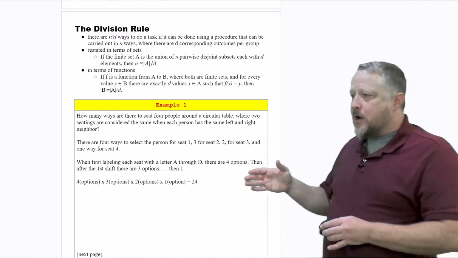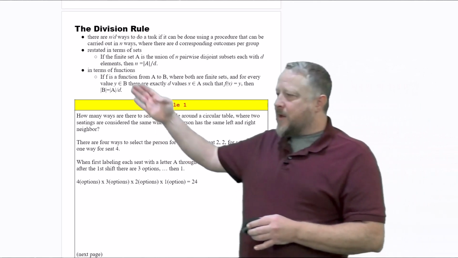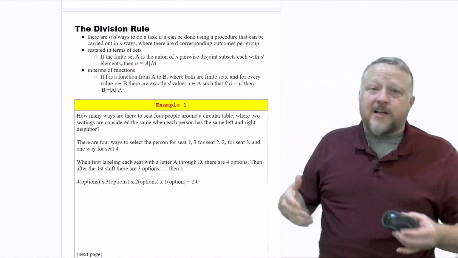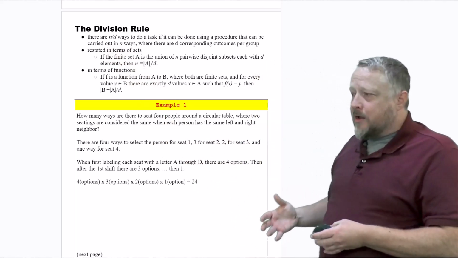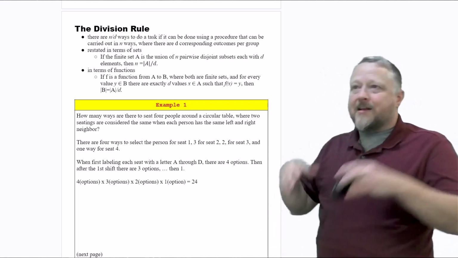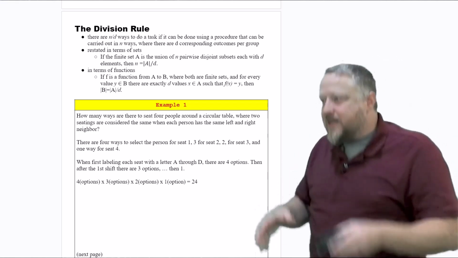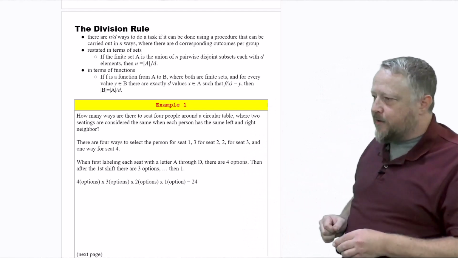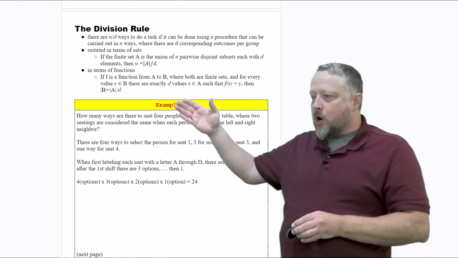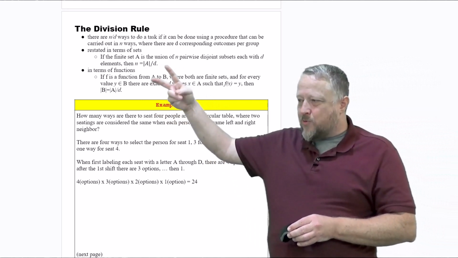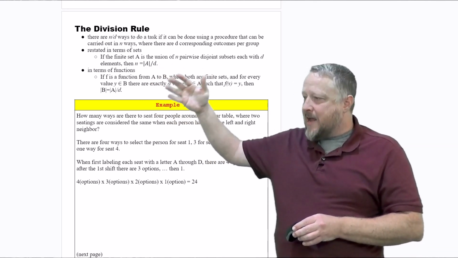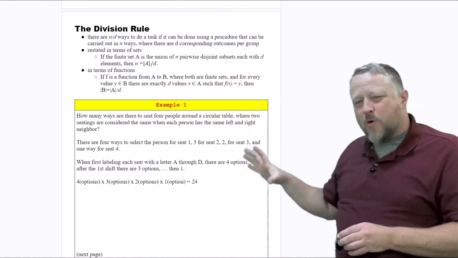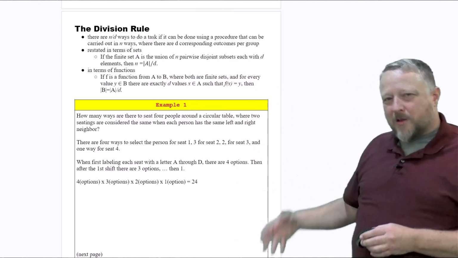What we're trying to do is figure out that there's going to be a bunch of different options, but we have to divide in order to complete a task that we were asked to do. And that procedure is carried out in N ways, but there are D corresponding outcomes. So that's your divisor that you're going to need for all of this. In terms of sets and in terms of functions, these are two items that you're welcome to read over, but I don't go over them too much because of that chapter that's coming up that we can go over.